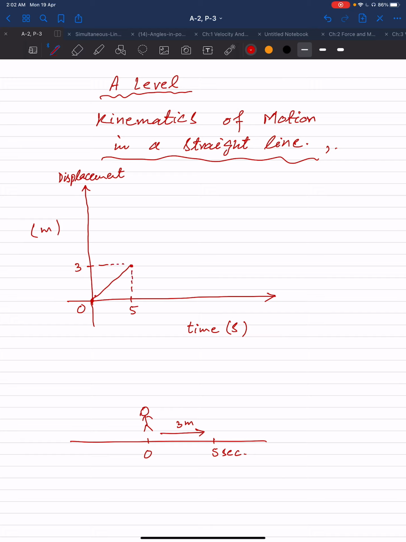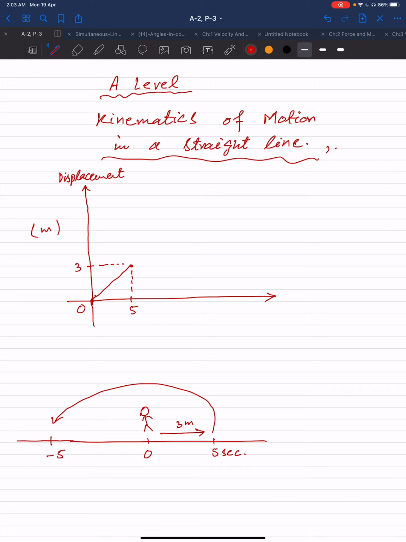And for the next 10 seconds, the person starts walking in the opposite direction and walked 10 meters. That means this will become minus 5 because you are going in the opposite direction. So if you want to plot it, that's 5 and minus 5.